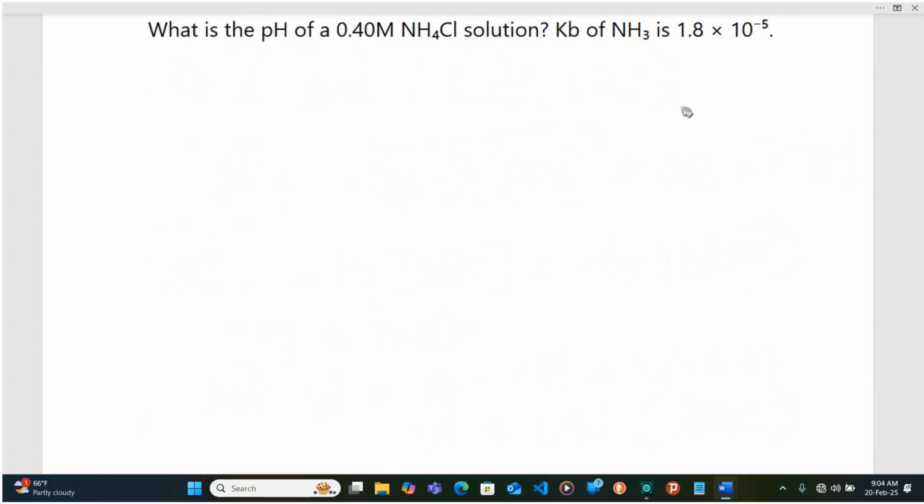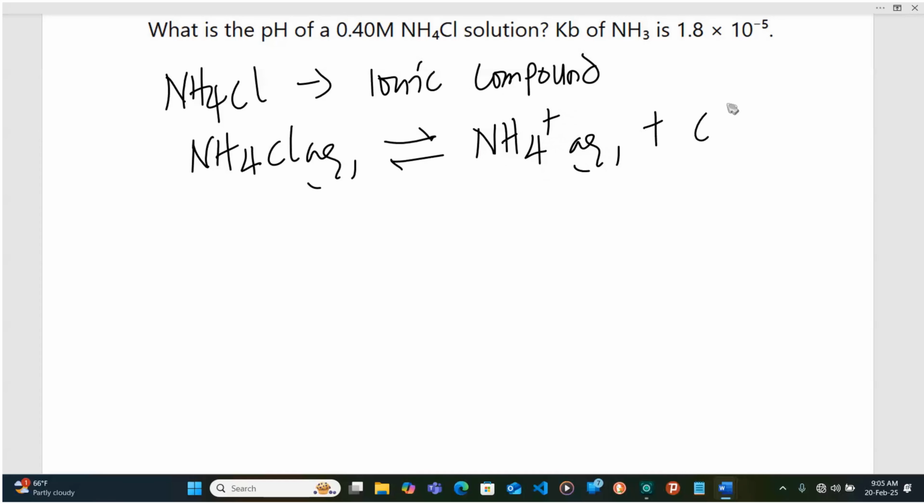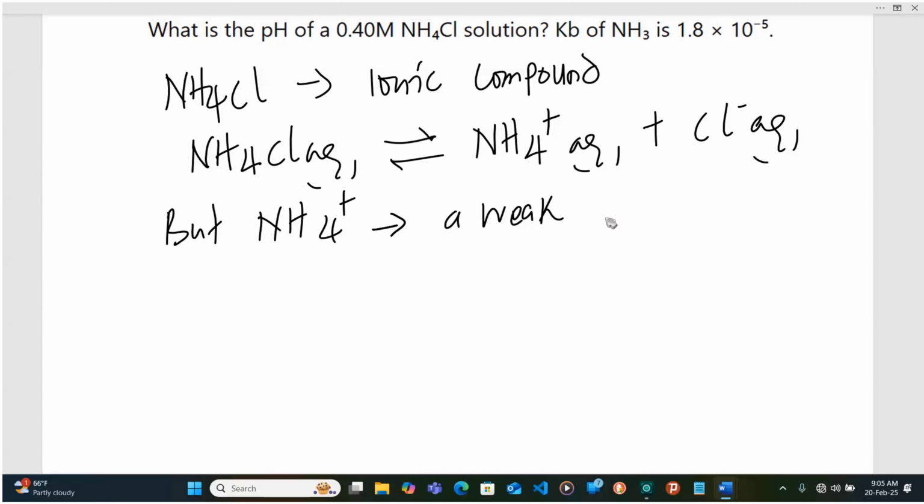Another problem: what is the pH of 0.40 molar ammonium chloride solution? And Kb of ammonia is 1.8 times 10 power negative 5. So we know that ammonium chloride is an ionic compound. So it is going to dissociate as follows. This is going to give us ammonium ions and chloride ions. But the ammonium ion is a weak acid.